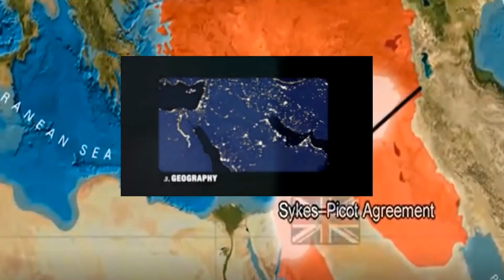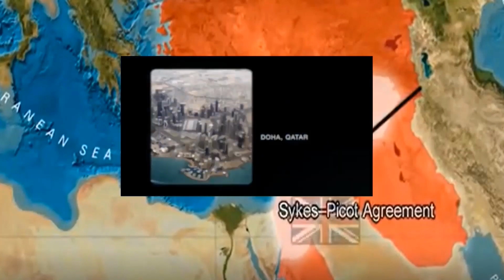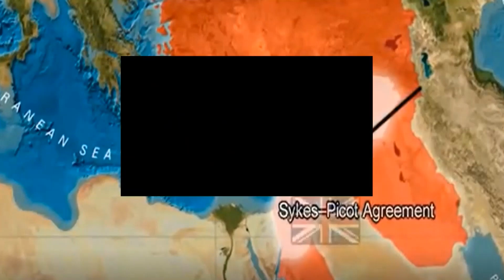What if the Middle East borders were redrawn on geographic lines? Is there any natural way to do it? First of all, most of the population of the Middle East lives along the coast or they live along rivers.